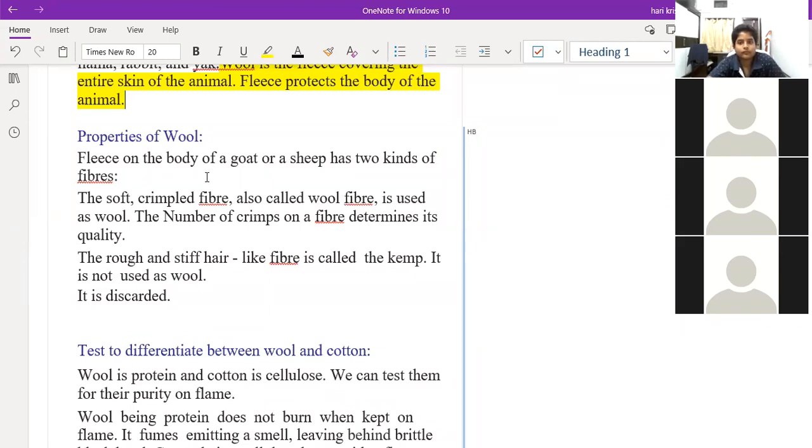Clear? Okay. So next one: the unwanted fleece of the sheep is called kemp, which is generally used in the preparation of cloth.